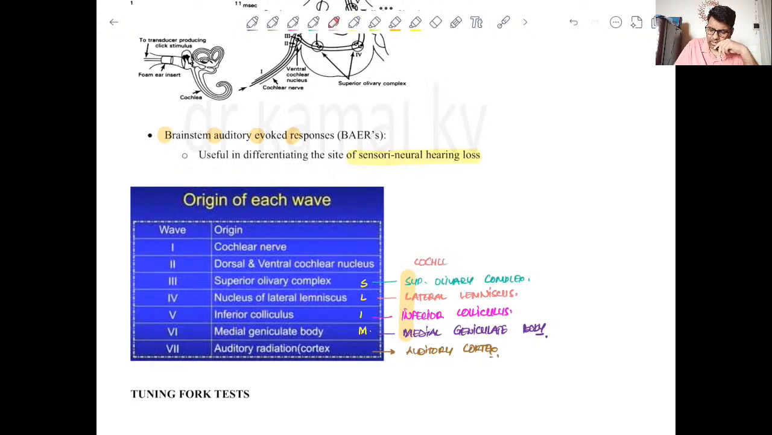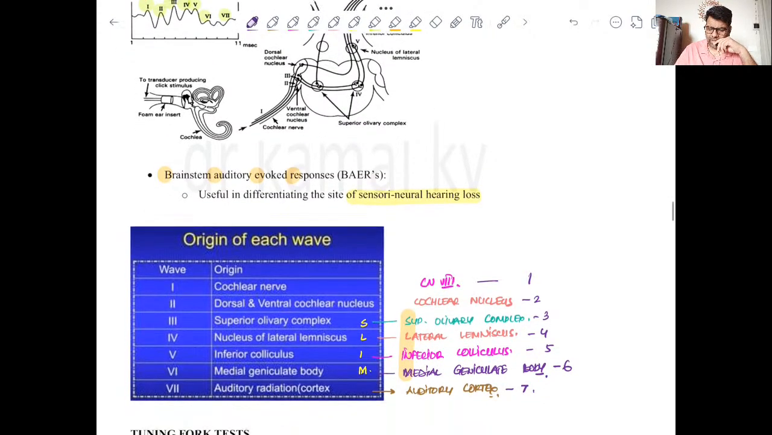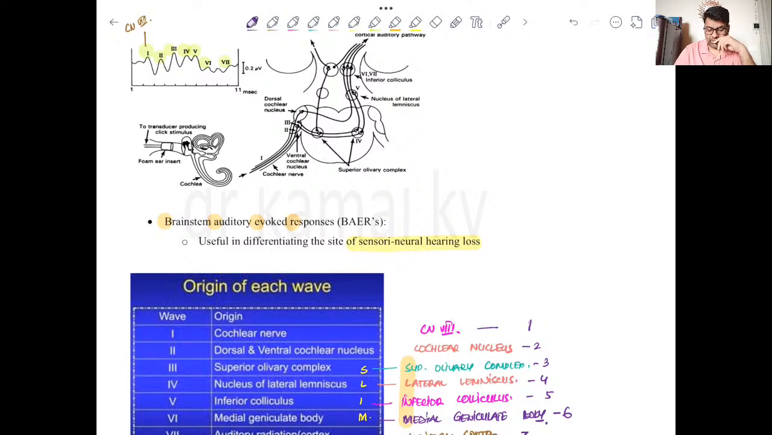So cochlear nucleus, and of course the starting point is cranial nerve 8th. So this way you can give the numbering. So 1, 2, 3, 4, 5, 6, 7. Right? So remember this, and I think you will never be wrong in your answer. Right? So this is BERA, and sometimes we have a question about the waves, like they are generated from which part of the pathway. Okay.